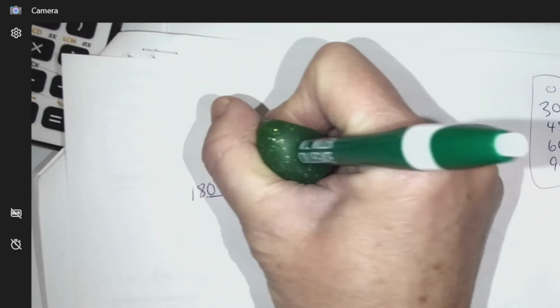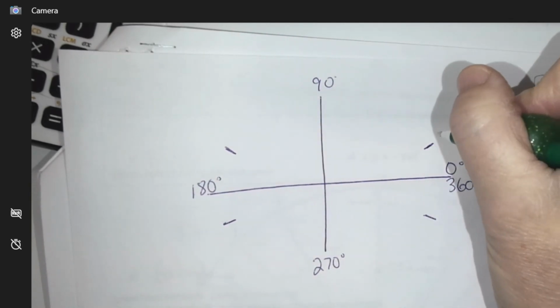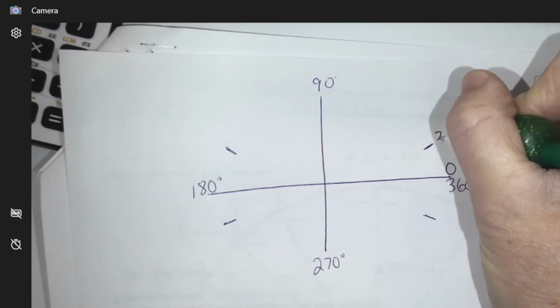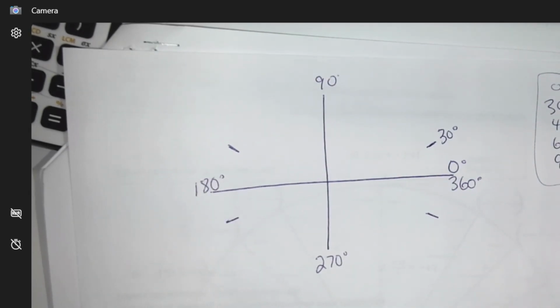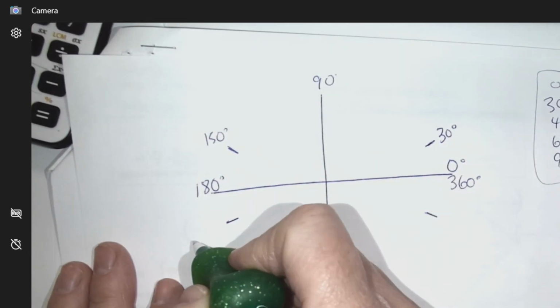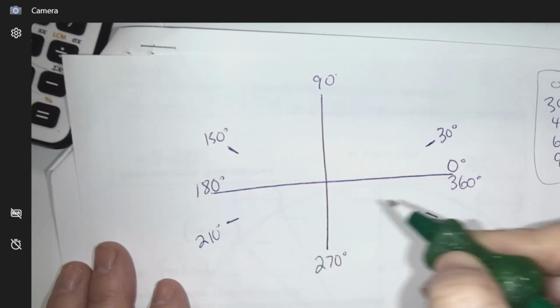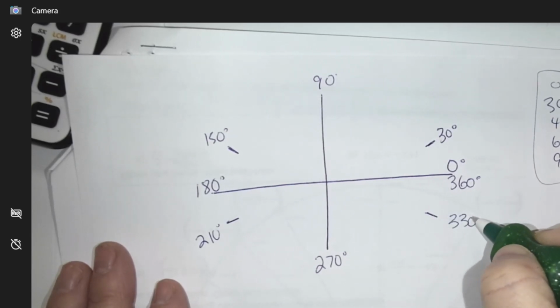Okay, so let's go 30 degrees from the x-axis into each quadrant. So this angle would be 30. What's 30 behind 180? 150. Ahead, 210. Behind 360, 330.